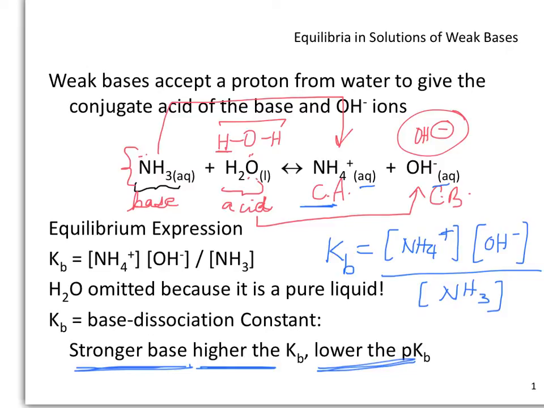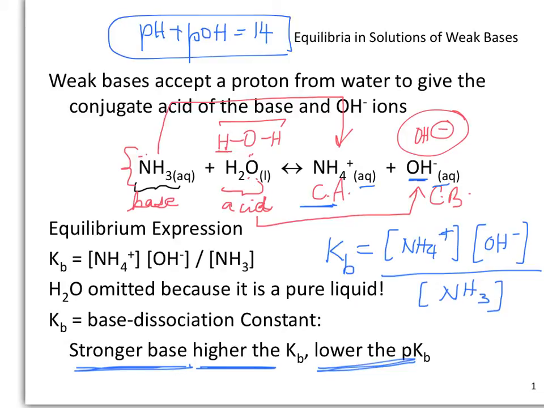We have an OH negative, but you also should remember that pH and pOH are connected. So if you're able to determine pOH of the solution, since pH plus pOH is equal to 14, there's an additional step that you can use to determine the value of pH.